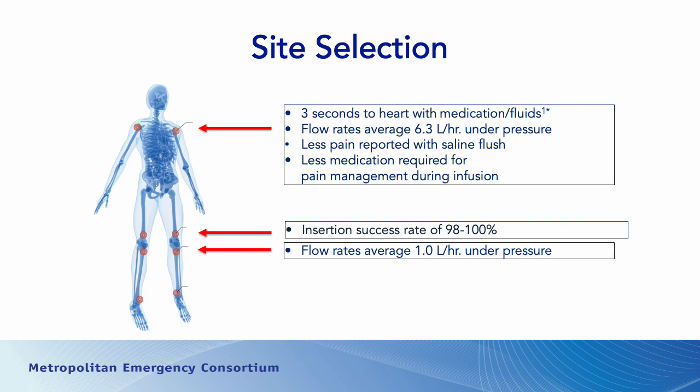If you look at the distal femur, again, for this case, we're talking about children. The insertion success rate is 98 to 100%, which is very good. And then if you look at the tibia, it's a location of convenience. Our flow rate, though, the best we could usually do is about 1 liter per hour under pressure. And I misspoke under the humeral IO. It's 6.3 liters per hour, not per minute. So, we can get good flow rates through the tibia, but much better flow rates through the humerus.